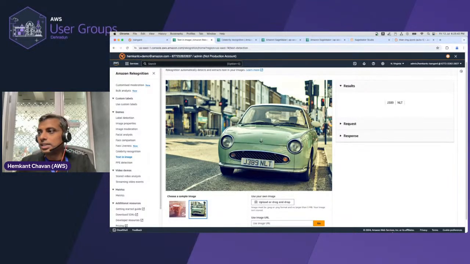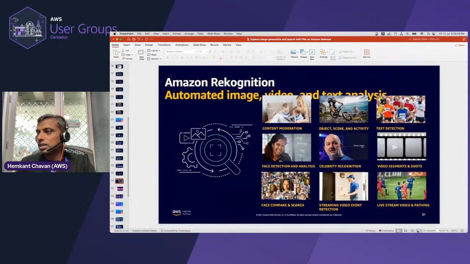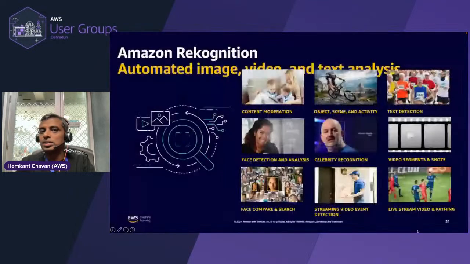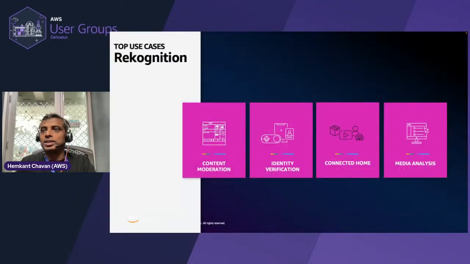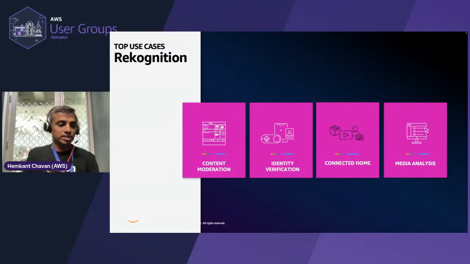I'm just going back to the presentation, and I think we are almost at the end of it. So what are the top use cases? As I said, content moderation. You can control what kind of content or images are being generated. You can put an explicit moderation on top of that.